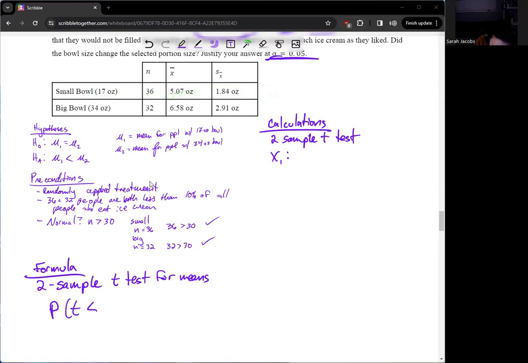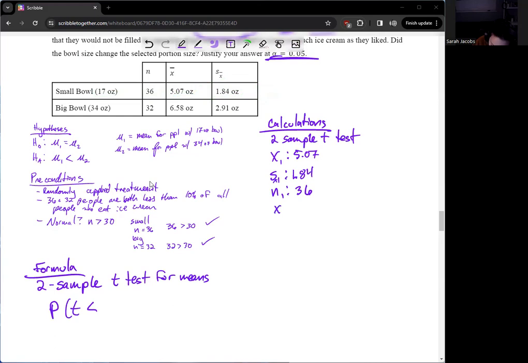The standard deviation from 1 is 1.84. And then N1, our sample size, is 36.